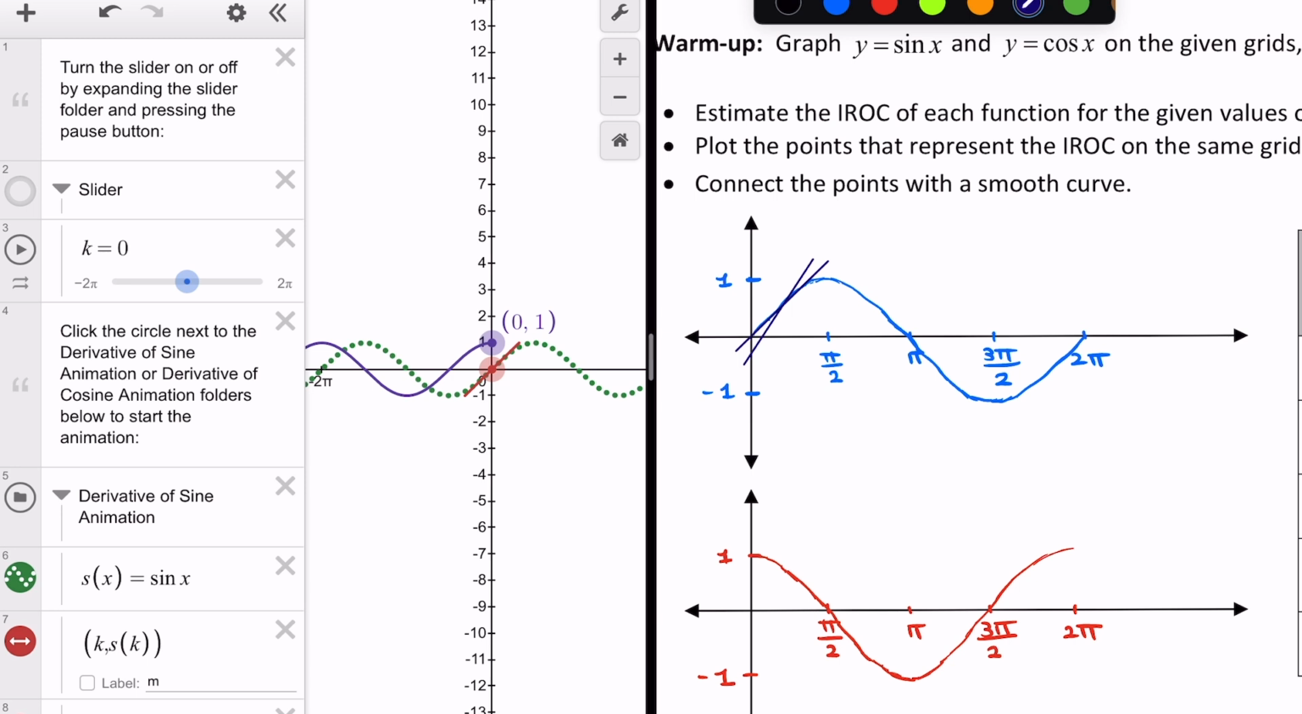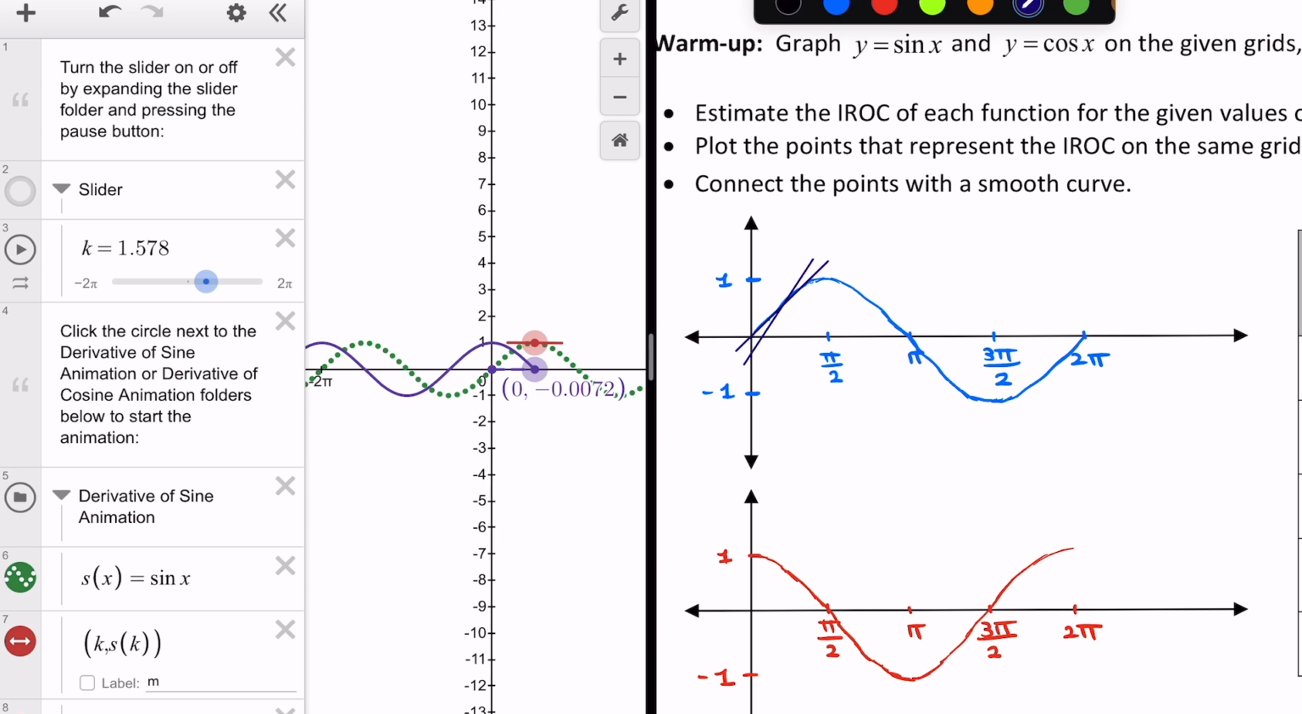And we notice that the slopes of the tangent are all positive between 0 and pi over 2, which means that our derivative graph will be above the x-axis. Then we'll eventually get to pi over 2, where there's a local maximum, and at that local maximum we have a horizontal line, which means that our slope will be equal to 0.